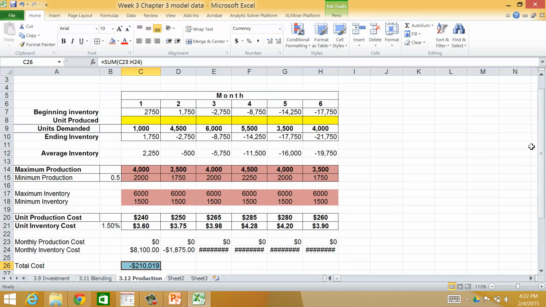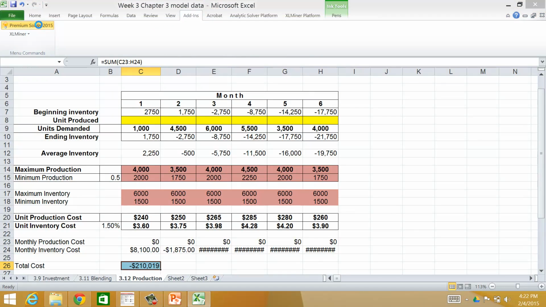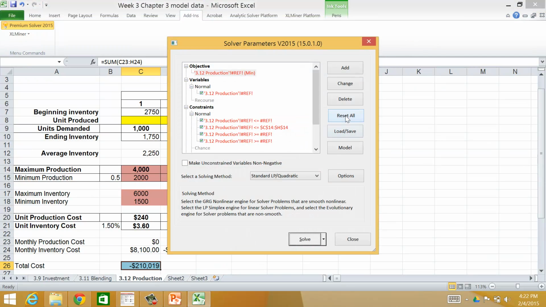Okay, then let's go to define solver. So go to solver, reset all.